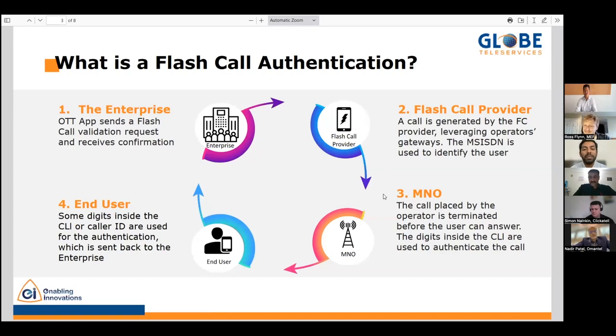Moving on to step 3, the end user's mobile operator receives this flash call with the A number showing as that generated by the flash call provider, and the same is then used by the app to authenticate. Typically, the CLI or the caller ID is used, and thereby automatically the end user gets authenticated, confirming that it's a genuine person authenticating themselves onto the enterprise's app. In that manner, the flash call authentication mechanism takes place.